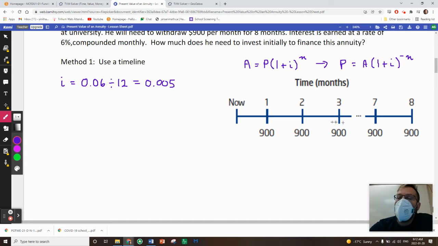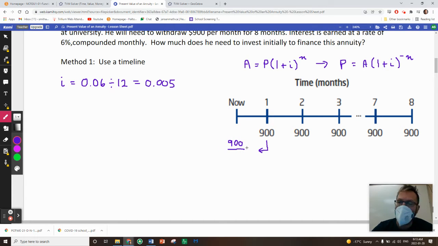We're going to head to our timeline here, and I want to focus in on month number 1. At the end of that month, we take out $900. So we're asking the question, what would I have to invest now so that in 1 month I can withdraw $900? So I'm going to make a little arrow back to now. And the way we would calculate that using tools from last week is using our present value formula. It'd be the future value.